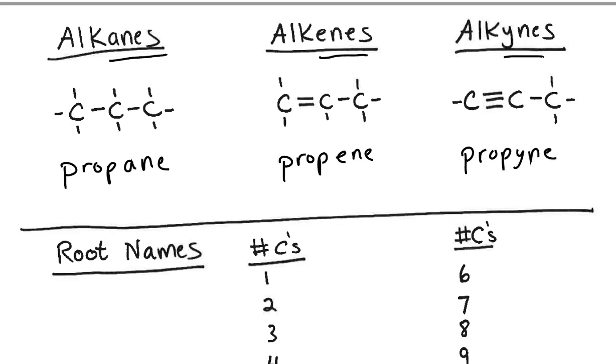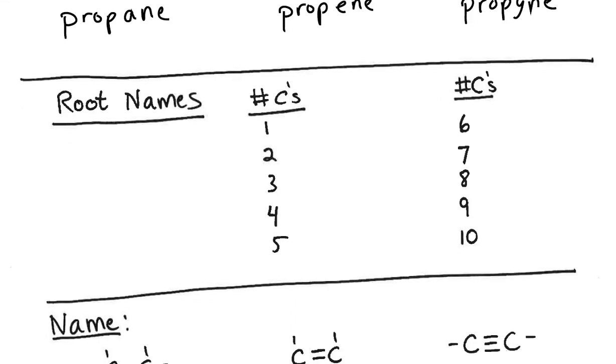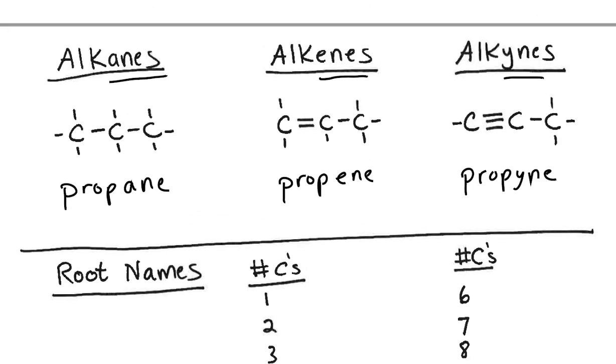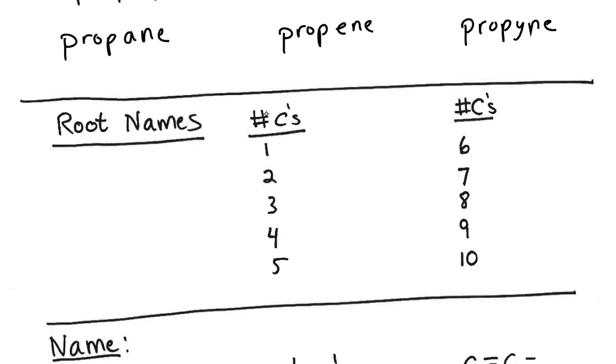All right, so these root names, where did we get the prop from? That's what we'll talk about next. The root name is dependent on how many C's there are. So remember, we just did 3 carbons. So if there are 3 C's, then we use the root name prop, and then the ending again will be ane, ene, or yne, depending on other things.